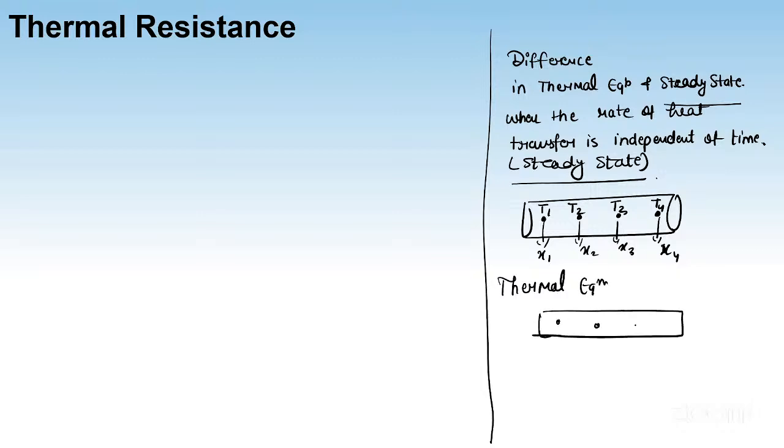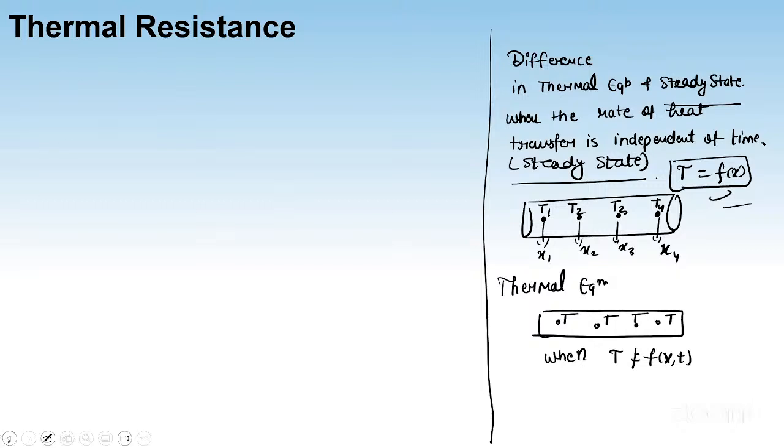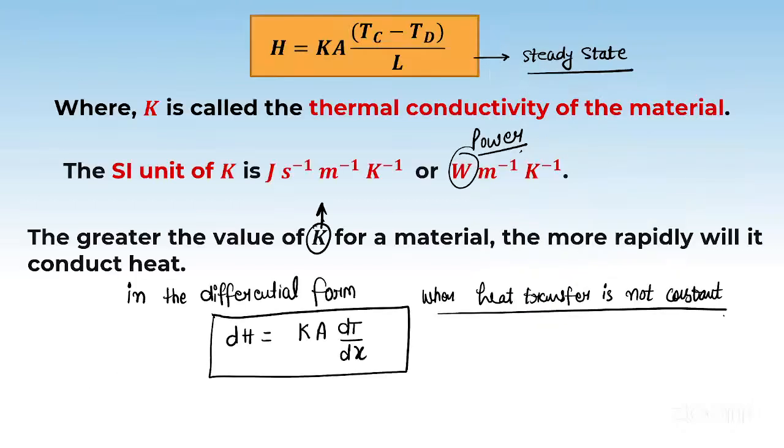So at different points temperature is the same. So that state is thermal equilibrium state. ठीक है, when temperature is not a function of position, but here you can say temperature is a function of x. ठीक है. Now what is thermal resistance? थर्मल रेसिस्टेंस को अंडरस्टैंड करते हैं.